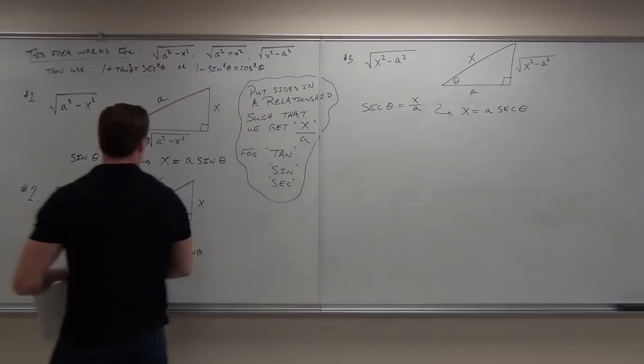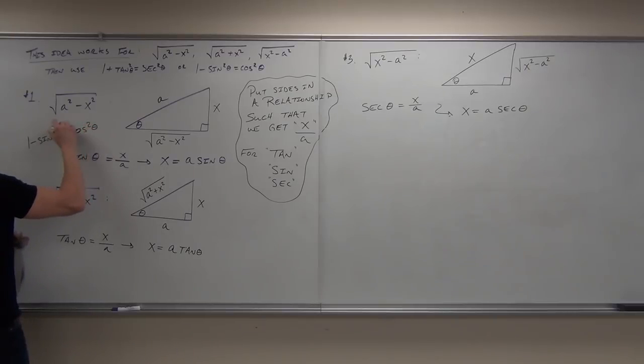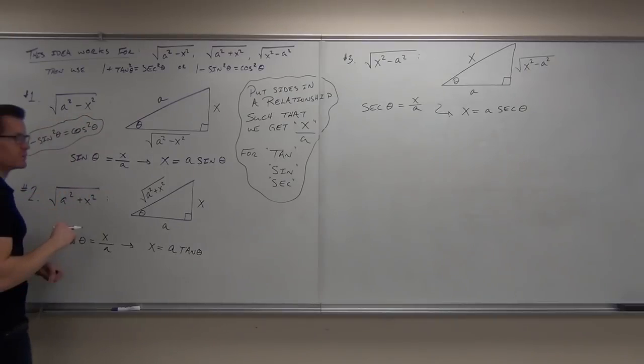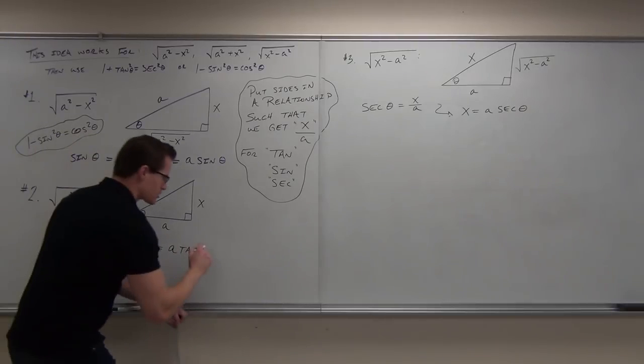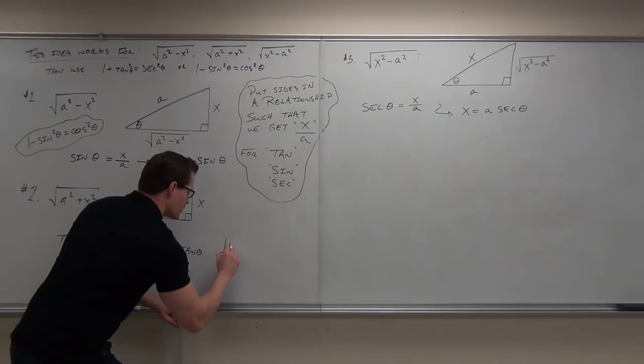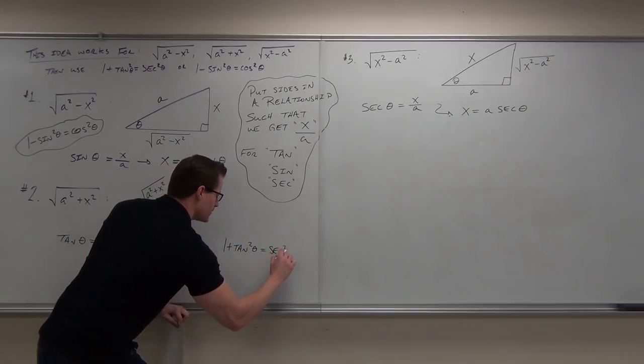So let me write this for you here. Once we have this, the substitution that we would have is 1 minus sine squared theta equals cosine squared theta. This would be the identity we'd be using. Once we have a 1 plus tangent squared theta, you'll be using 1 plus tan squared theta equals secant squared theta.